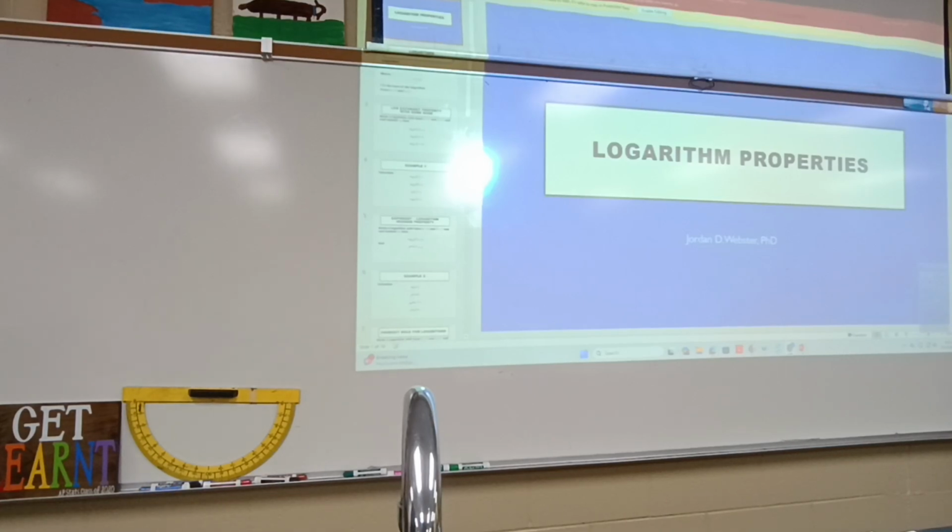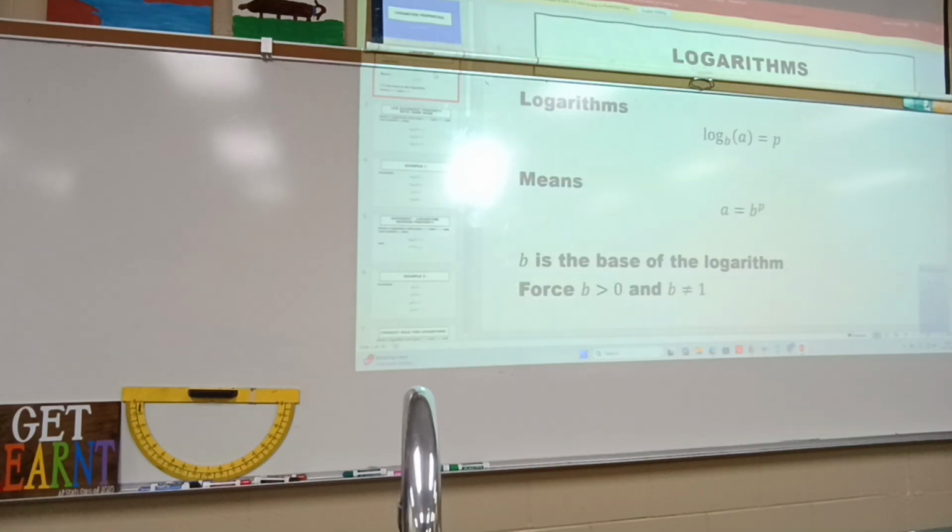So let's do it. Logs, guys. If I wasn't a teacher, I would probably be a carpenter or something with like logs. So this is my favorite section.